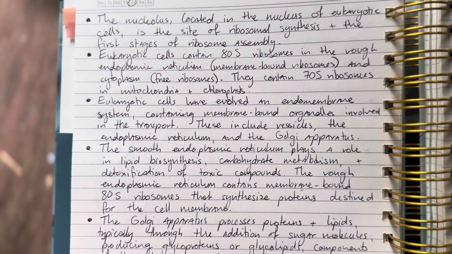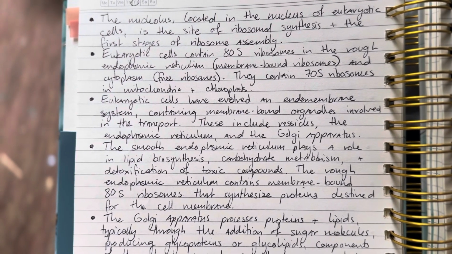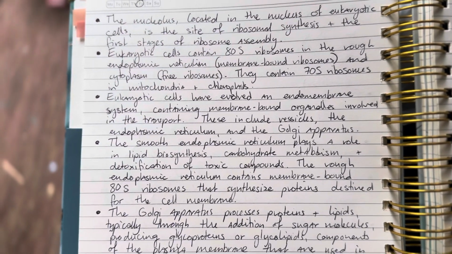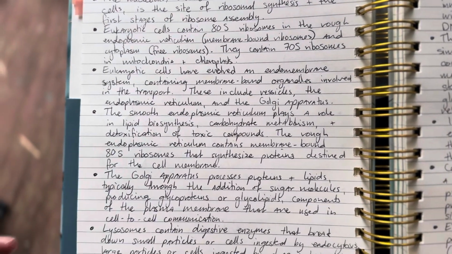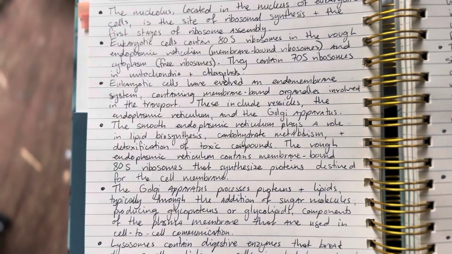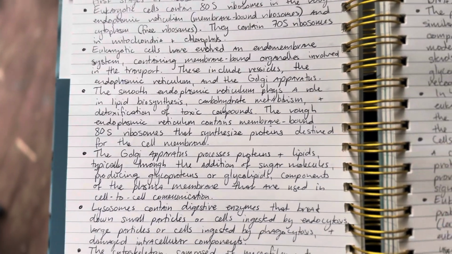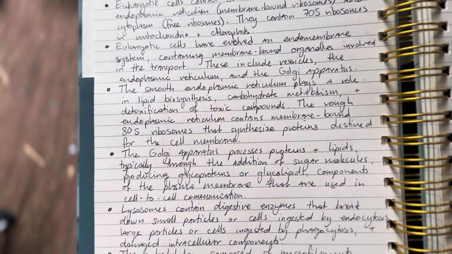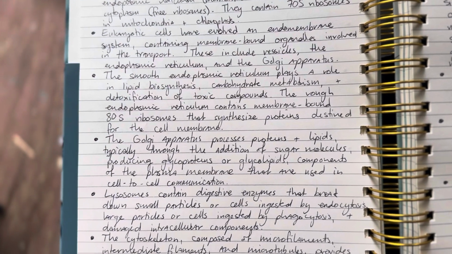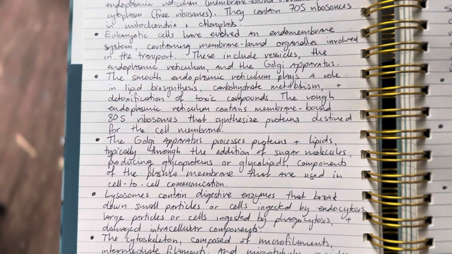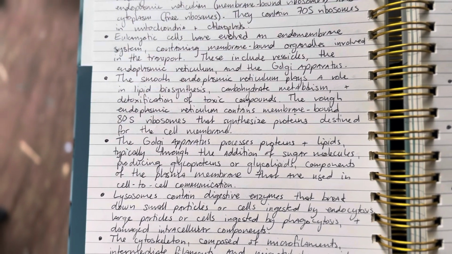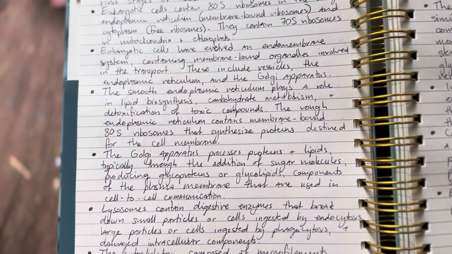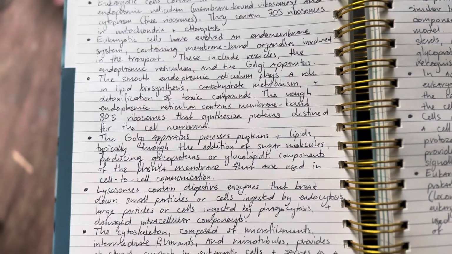Eukaryotic cells have evolved an endomembrane system containing membrane-bound organelles involved in transport. These include vesicles, the endoplasmic reticulum, and the Golgi apparatus. The smooth endoplasmic reticulum plays a role in lipid biosynthesis, carbohydrate metabolism, and detoxification of toxic compounds. The rough endoplasmic reticulum contains membrane-bound 80S ribosomes that synthesize proteins destined for the cell membrane.